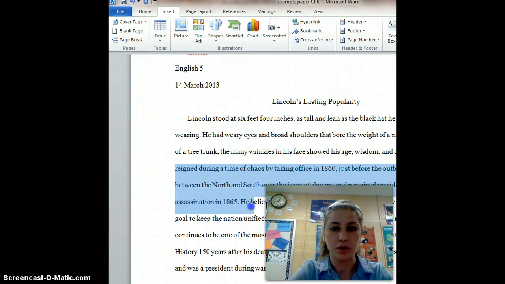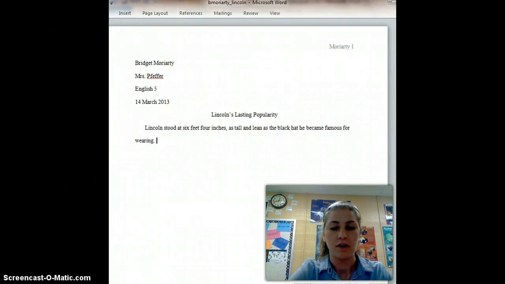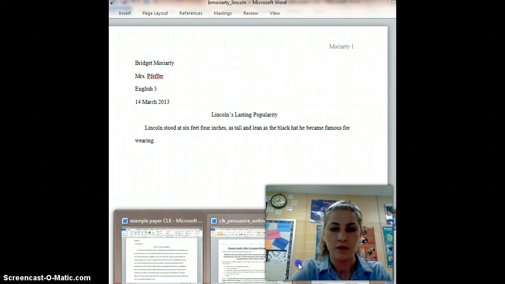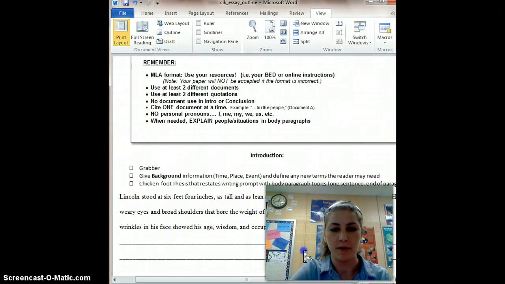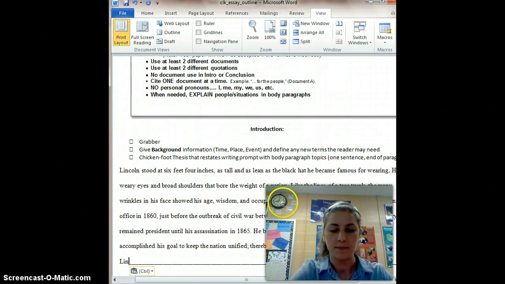Now I need to do my background knowledge. So, your reader needs to know why you are writing this paper or what's going on. I need the background information, the time, place, the event, and any new terms that the reader might need. So, for instance, Civil War, I might want to say what the Civil War was. So I'm going to do this.